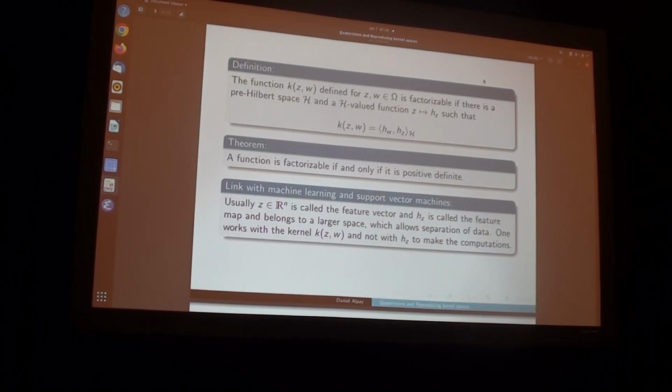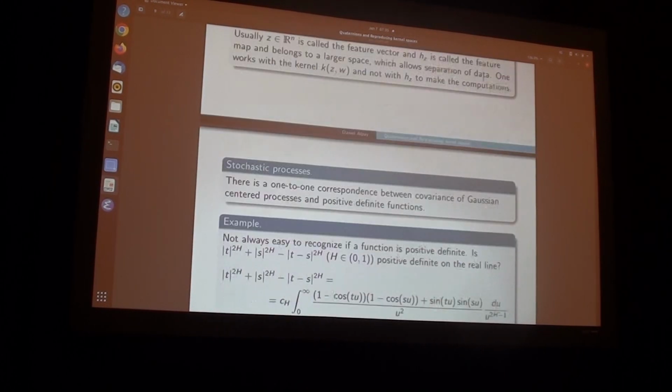Another important, easier characterization of a positive definite function is as follows. A function will be positive definite if and only if it is factorizable, meaning you can write it as such an inner product, where h of z is a function from omega into some Hilbert space H. And what is interesting here is some links with machine learning and support vector machines. When z is in Rn, then h of z is called a feature vector, and it is an embedding in a larger space where you can make some separation of data, but all the computations are done in terms of a kernel, so it's much easier than just having a much larger vector h. So this is just a link with another topic of machine learning, so the kernels appear a lot in that topic.